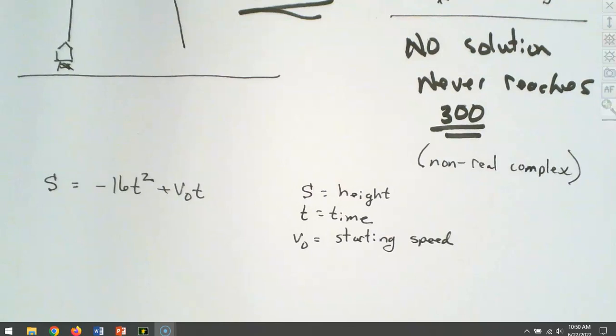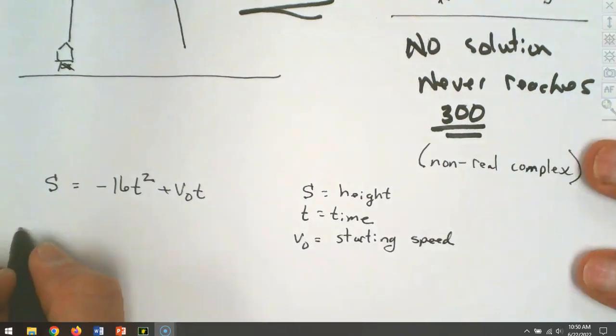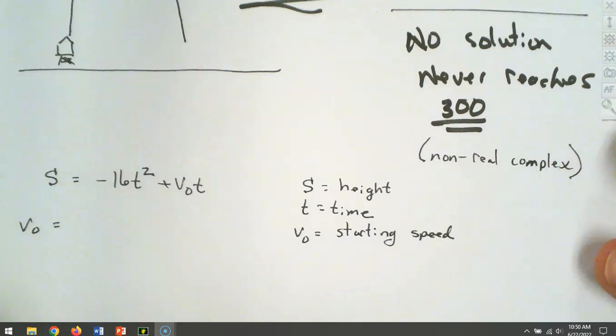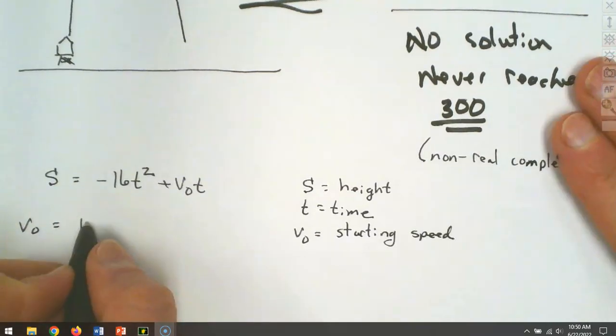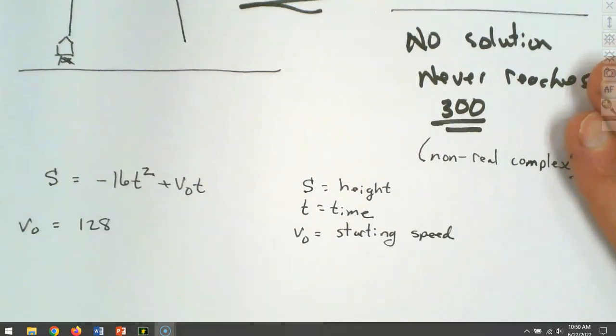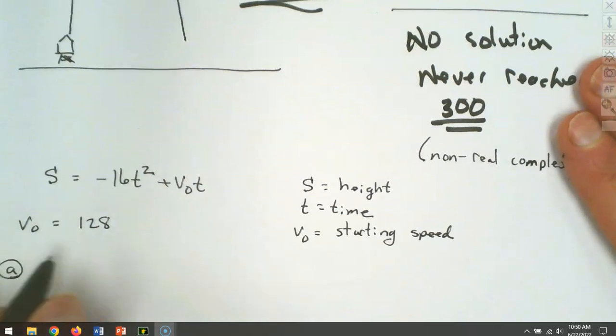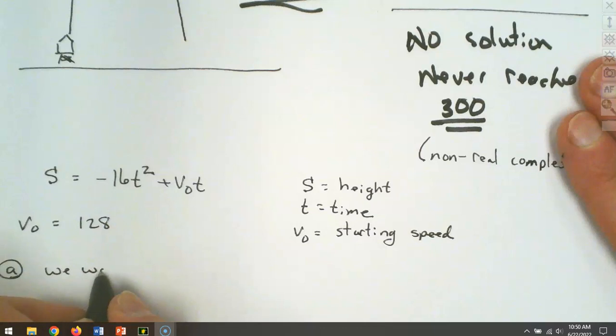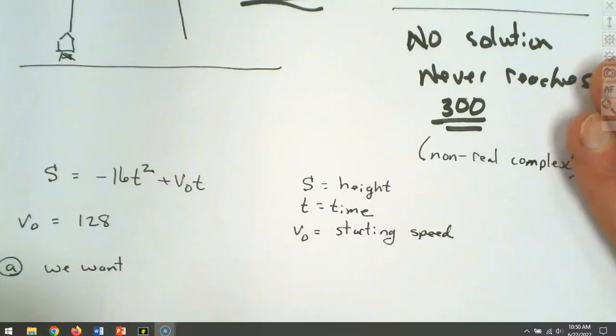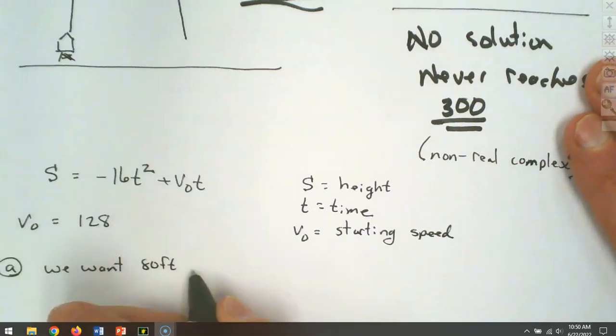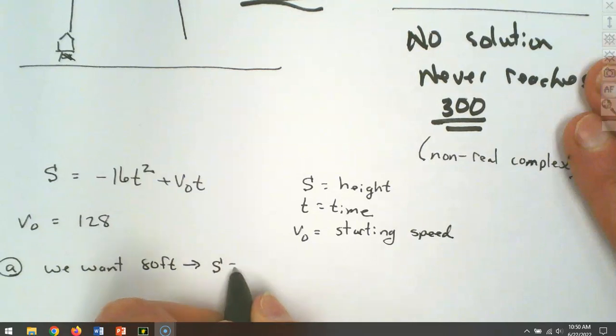So we're looking at question 44, and they give you a V naught, initial velocity, of 128. And for part A, we want a height of 80 feet. So that means then that S is going to be 80.